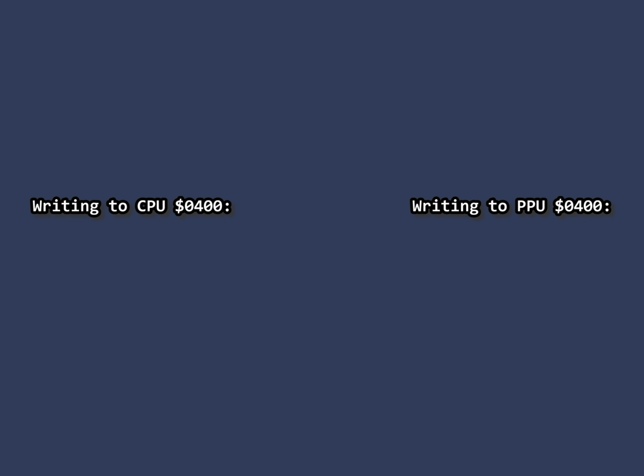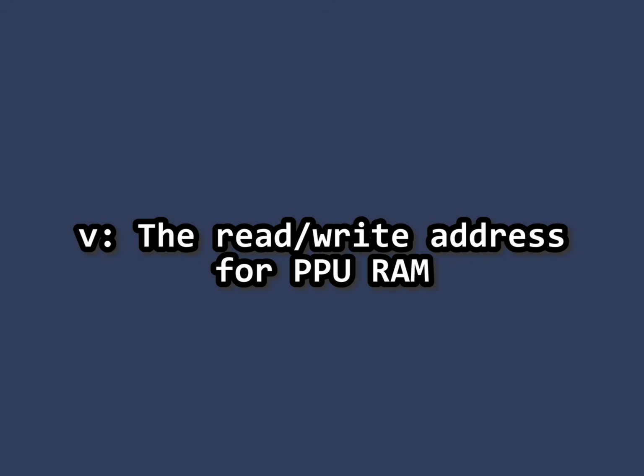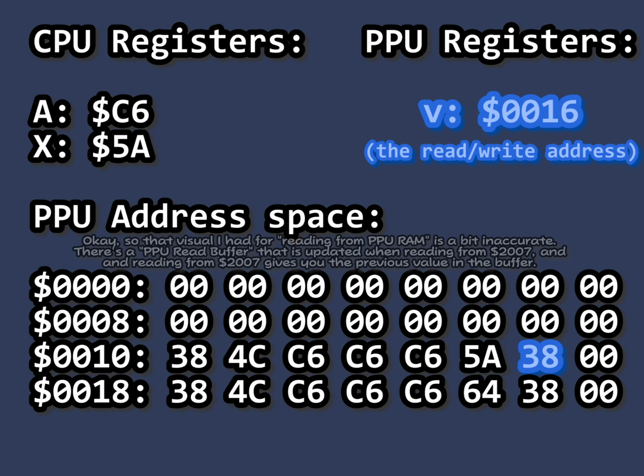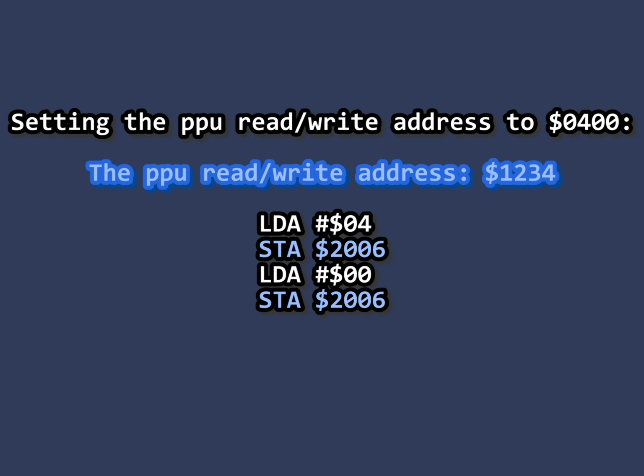Unlike writing to the CPU address space, where we could just say STA 400, writing to the PPU address space requires a few more steps. The PPU has a register called V, which is essentially the read-write address of the PPU. If you want to read from or write to anywhere on the PPU address space, you need to first set up this read-write address. This is done by performing 2 writes to the CPU address 2006. The first write will be the high byte of the read-write address, and the second write will be the low byte of the read-write address. If we want to write to PPU address 400, we could begin by running LDA 4, STA 2006, LDA 0, STA 2006.